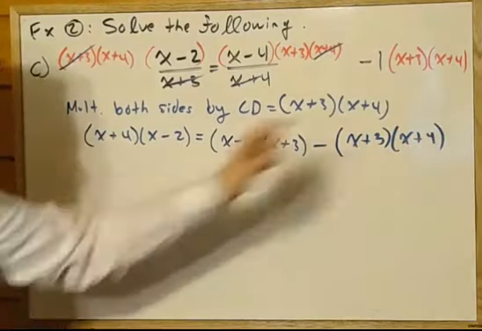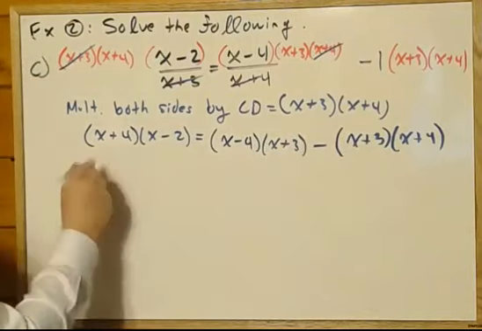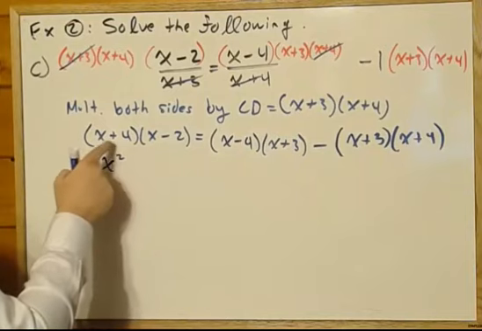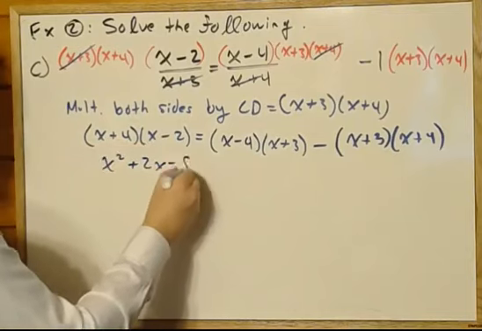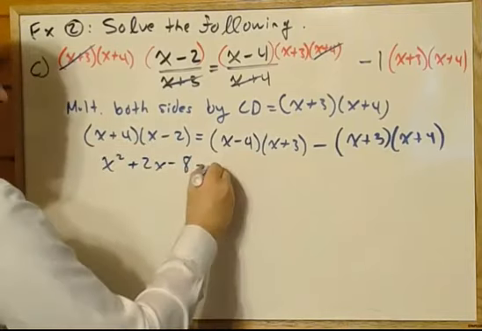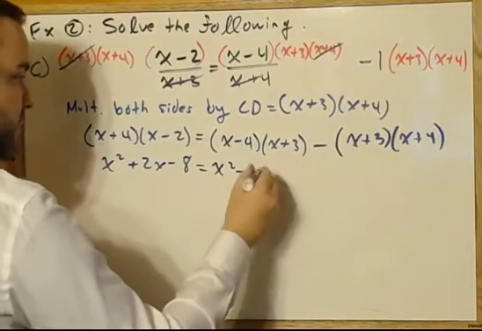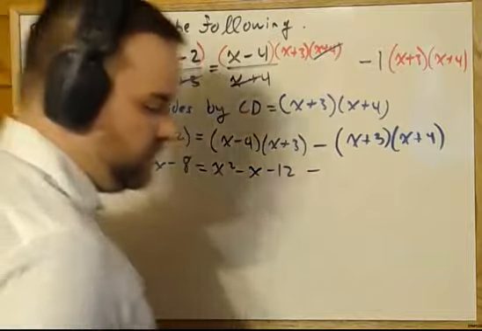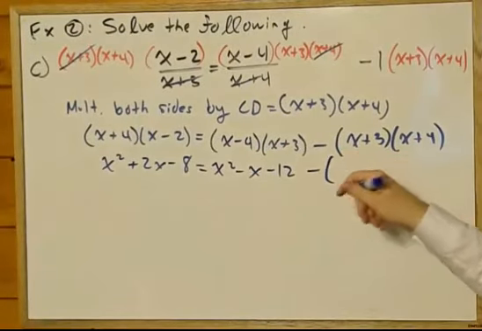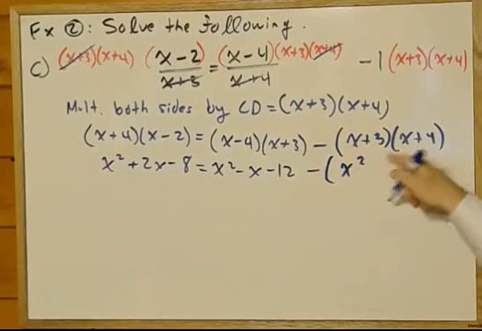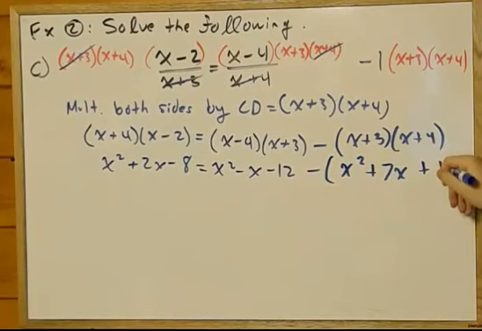Now we just have to clean this up. So here, x plus 4 times x minus 2, that'll yield x squared. 4 minus 2 is positive 2 of the x variety. 4 times negative 2 is negative 8. X times x is x squared. Negative 4 plus 3 is negative x. Negative 4 times 3 is negative 12. And over here, we've got x times x is x squared. 3 plus 4 is 7 of the x variety. 3 times 4 is 12.